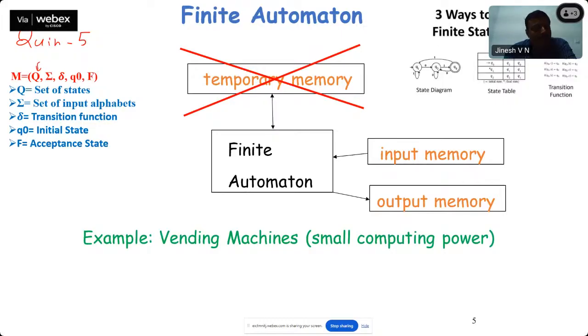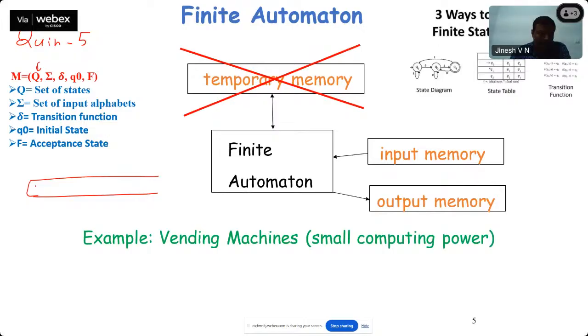Then we have the set of input alphabet. If we consider a digital computer system, we give the program, and while executing the program, what happens in the primary memory is that your program file is loaded, and the program file is read instruction by instruction or line by line, one instruction at a time. Similarly, we have the concept of a finite machine. We have an input tape, and in the input tape we are putting alphabets.